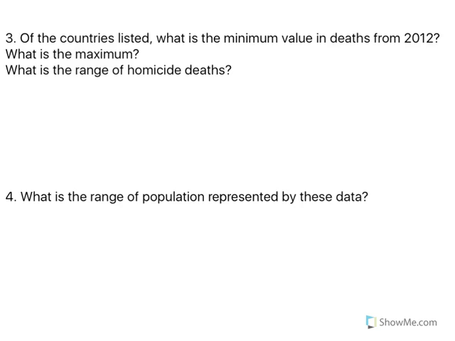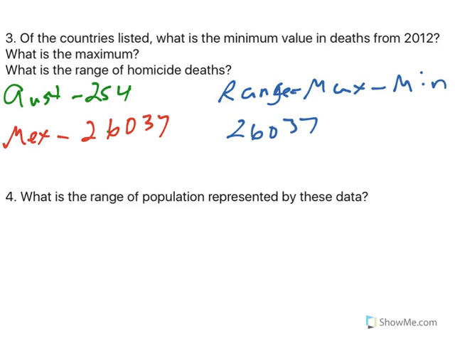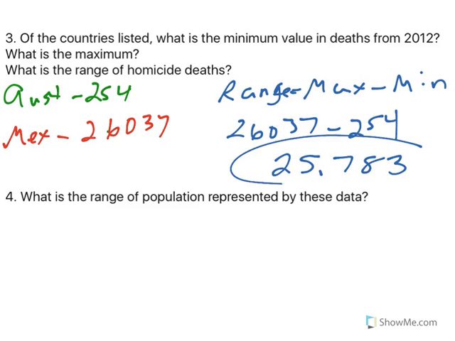Number 3, of the countries listed, what's the minimum value in deaths? Okay, so we're looking at the homicide deaths column in the middle. Who has the minimum? Well, Australia has the minimum at 254. Who has the maximum? Well, that's Mexico at 26,037. The next question, what is the range? Well, remember the range is max minus the min. So 26,037 from Mexico minus 254 from Australia, and our range is 25,783. So that is the difference between the highest and the lowest values that we're dealing with.